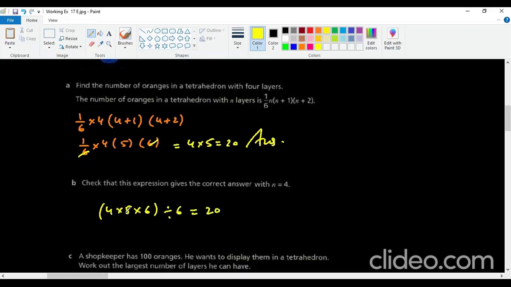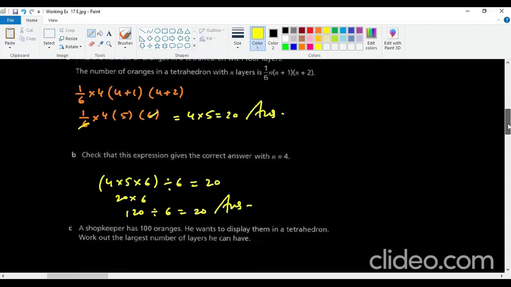Means 4 times 5 is 20. 20 times 6 is 120. And 120 divided by 6 is going to give us 20 as an answer for this part of the question. That means this expression is correct.